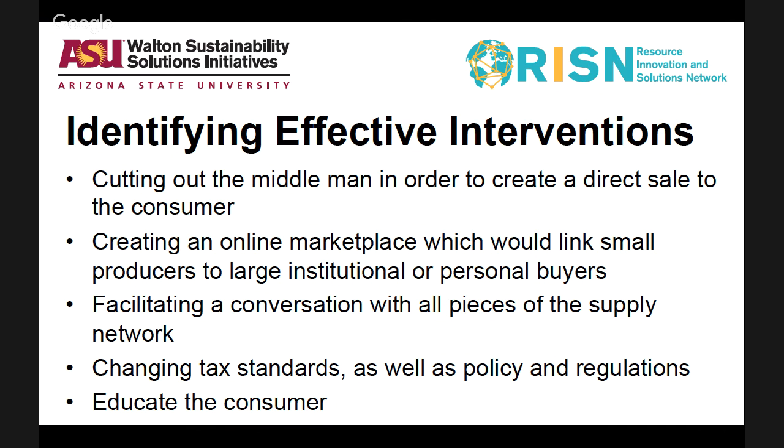So we see technology and information coming back into play again. The first 2 are actually related: creating an online marketplace that would link small producers and buyers together. That would also cut out the middleman, so doing a little bit more direct sale, and that potentially could be a new business model as well. So getting back to the possible tools to implement circular economy. And then also facilitating conversation.